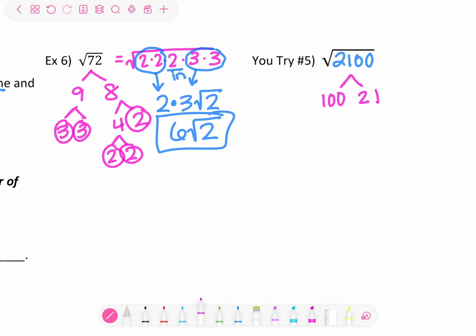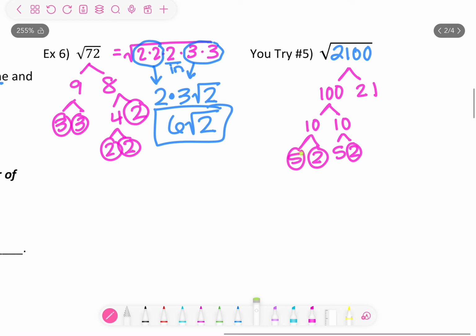21 times 100. Those are not prime. I'll go on the 100 side, that's 10 times 10. 10 is 5 times 2, both prime. This 10 is also 5 times 2, both prime. Don't forget to circle your primes, otherwise sometimes you might forget. You'll miss them, right, when you go back and look. All right, 21 is 3 times 7, and those are both prime.